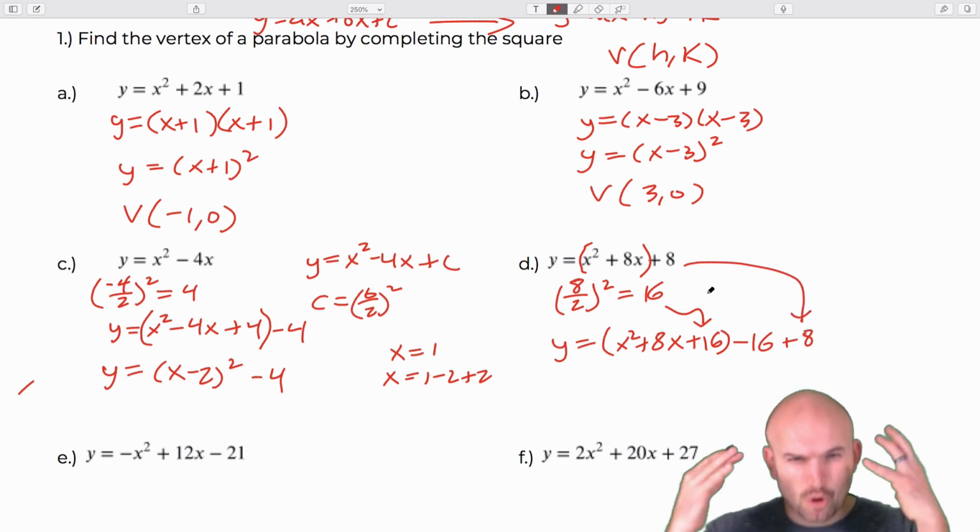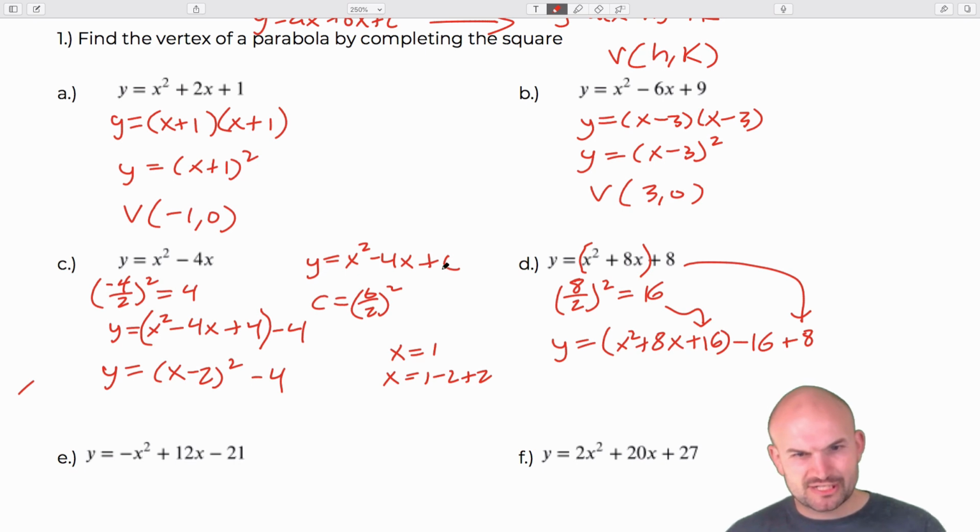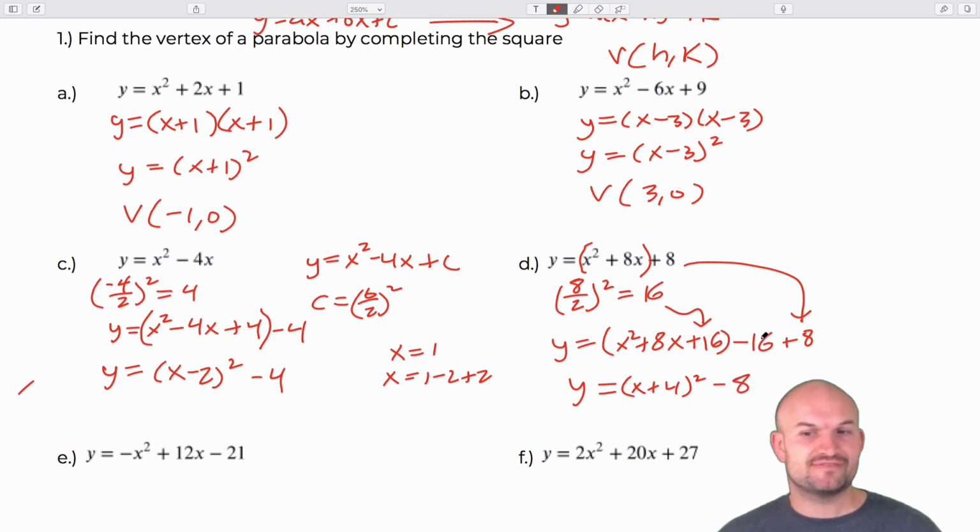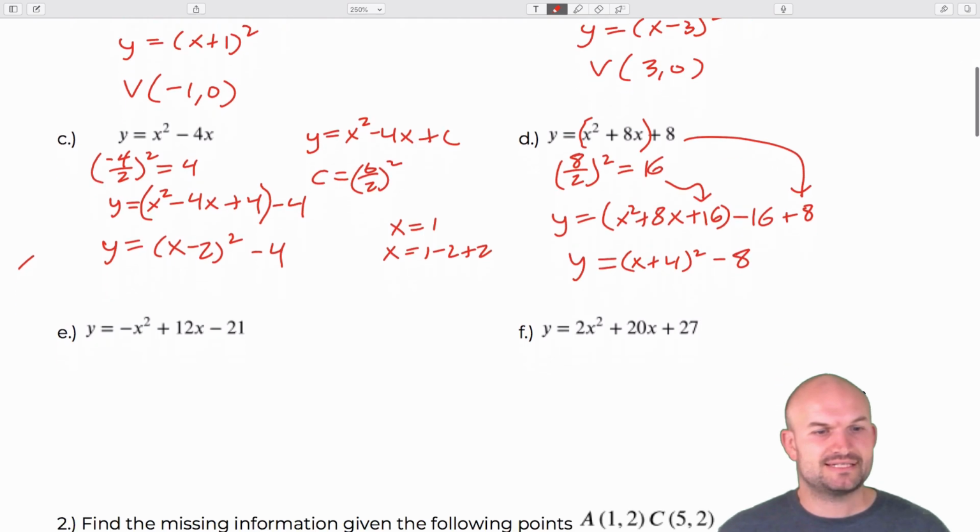All right, but again, the whole goal of taking this b divided by 2 is to create that perfect square trinomial. So now I can factor that. So what two numbers multiply to give me 16, add to give me 8? You can see that's going to be x plus 4 squared. And then negative 16 plus 8 is going to be a negative 8.